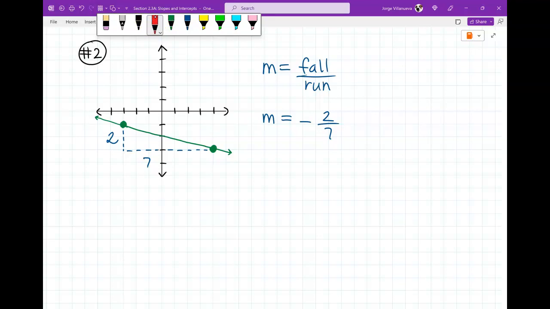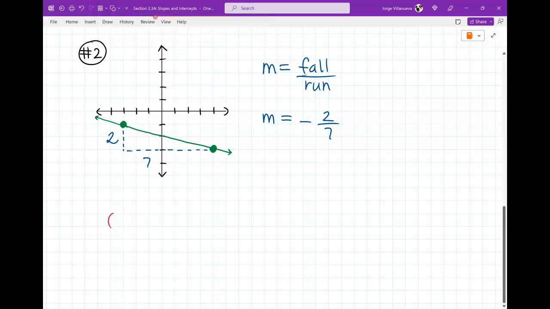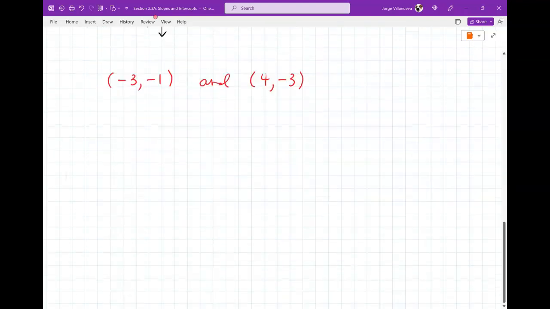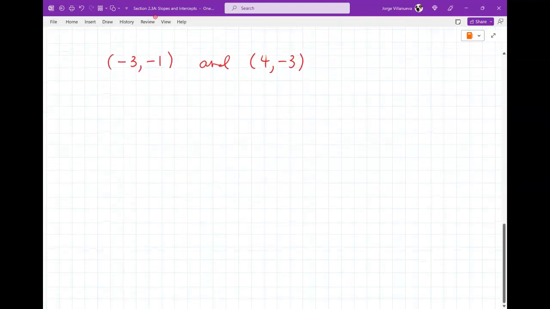method. So, one of my points that I had here was -3, -1. And the other point that I had was 4, -3. Okay, those are those 2 green points right there. Okay, so -3, -1, and 4, -3. Now, you guys should recall a formula for this, but a lot of times people forget it. There's a slope formula.